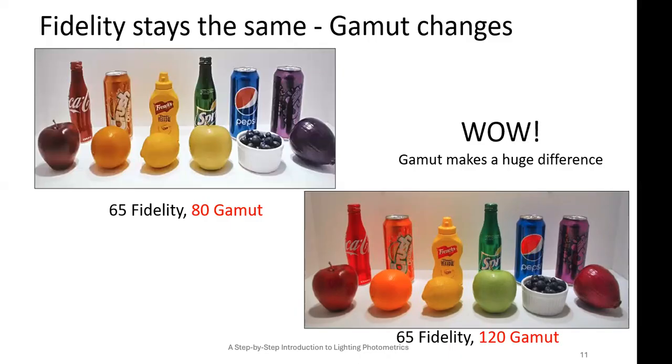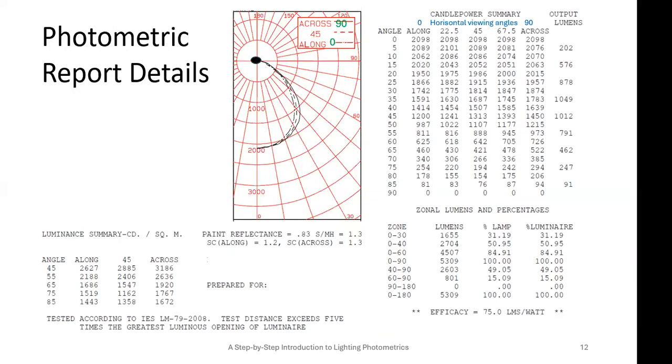And the new metric of TM30 allows us to make that comparison a lot better. And it allows specifiers or homeowners or whoever it is to make a choice of what it is that they want. Okay, we're going to switch gears now and go into the photometric report.